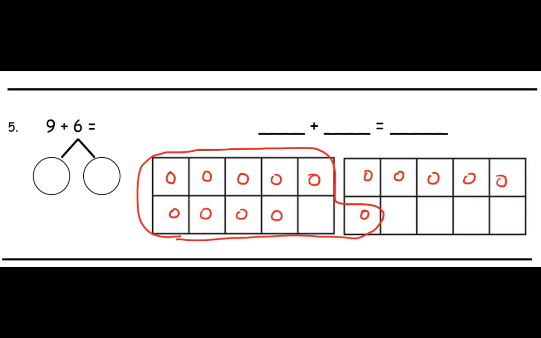So let's see what we did to the 6 here. We took 1 disc and that left 5 more discs. So I'm going to break my 6 into 1 and 5. That means I can make my 10 using the 9 and the 1, and then I just have to add the extra 5 discs. 10 plus 5 is 15. That means that 9 plus 6 is the same thing as 10 plus 5, and they both equal 15.